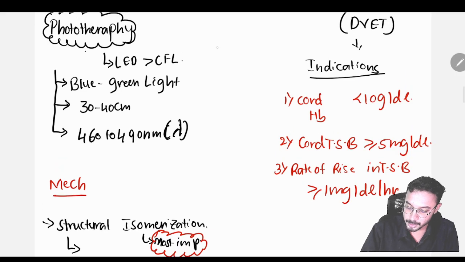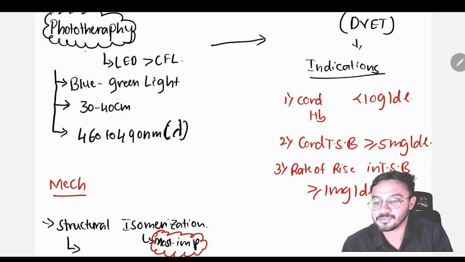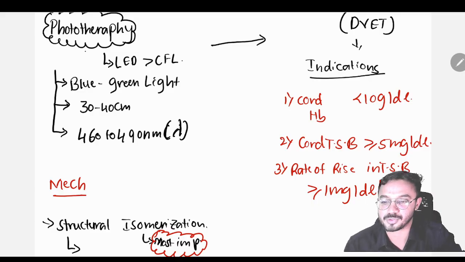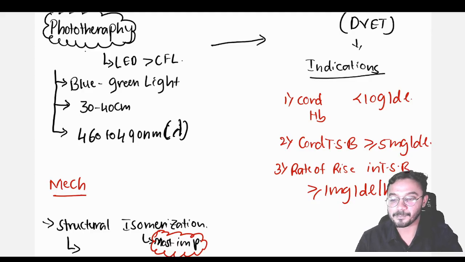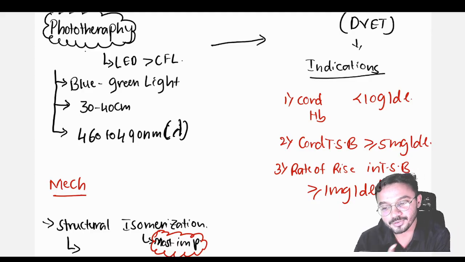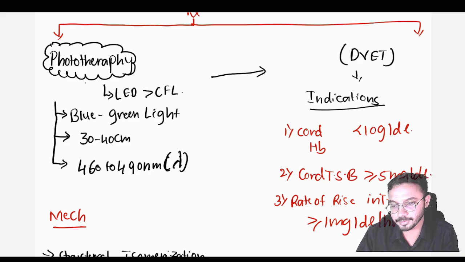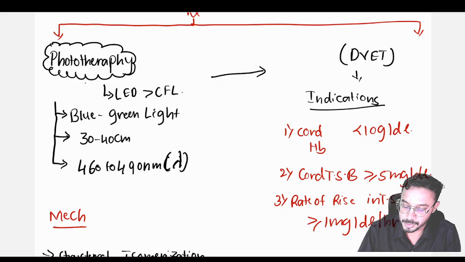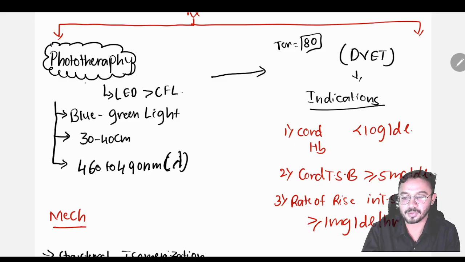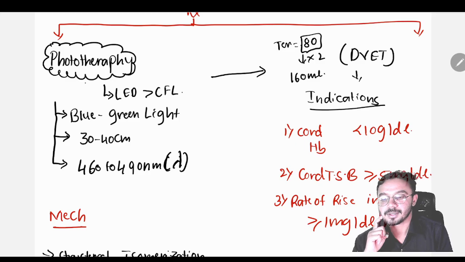If phototherapy doesn't work, then you will go for DVET, sorry, double volume exchange transfusion. So what you are doing is completely removing the baby's blood and putting fresh blood into the baby. How much blood do you have to take for this exchange transfusion? We all know that in a term baby the blood volume is 80 ml per kg, as I taught you in earlier slides. So the amount of blood needed for exchange transfusion is 80 into 2, that is 160 ml per kg. This is the blood you have to use for exchange transfusion.